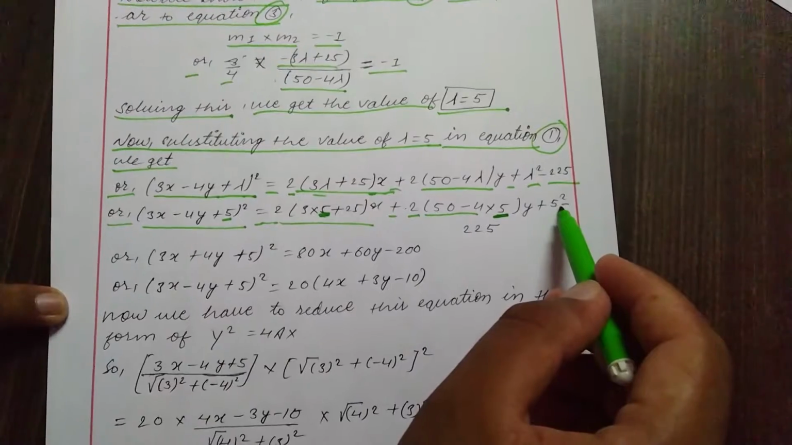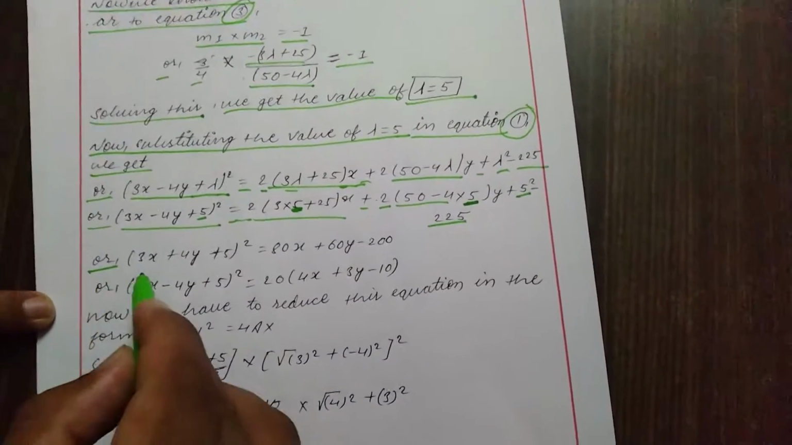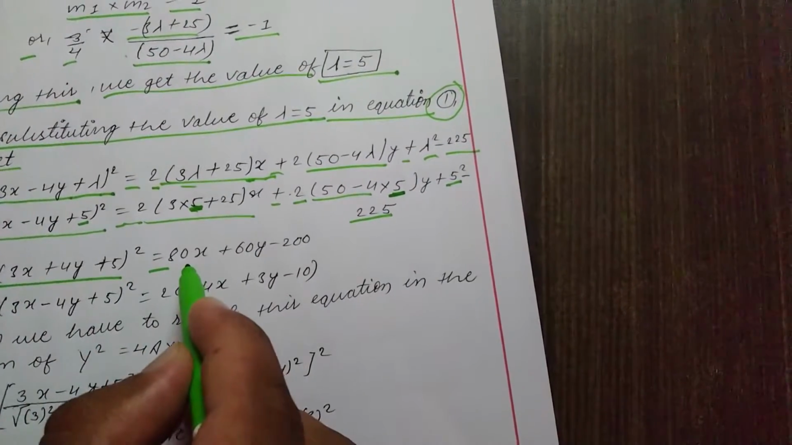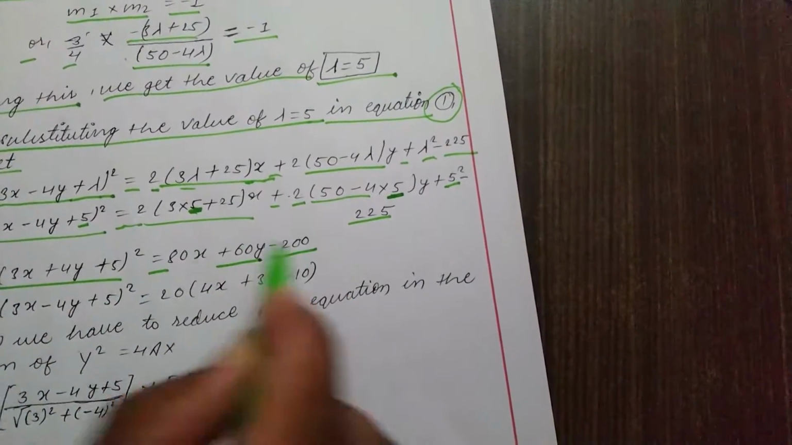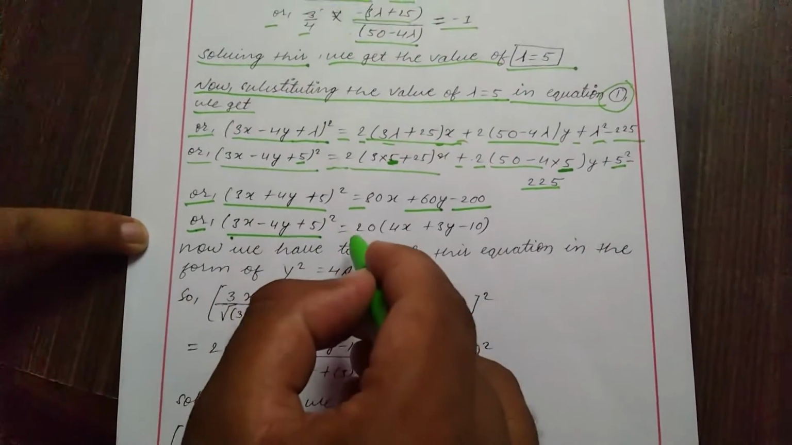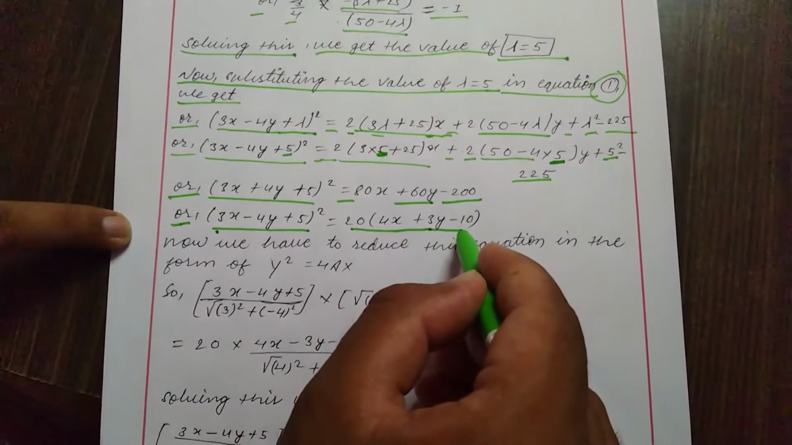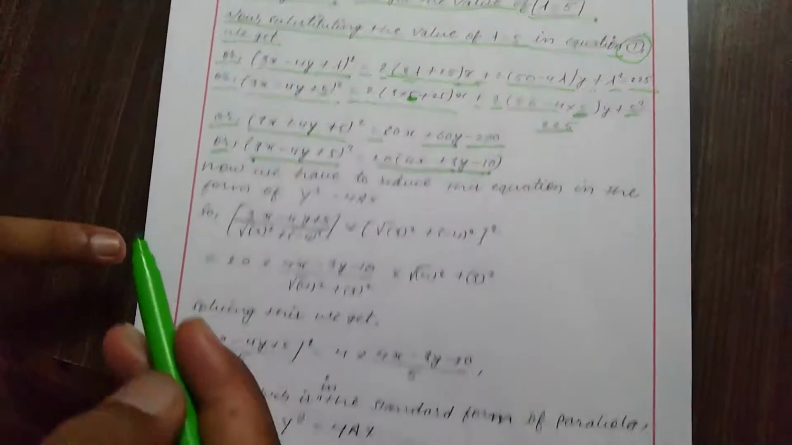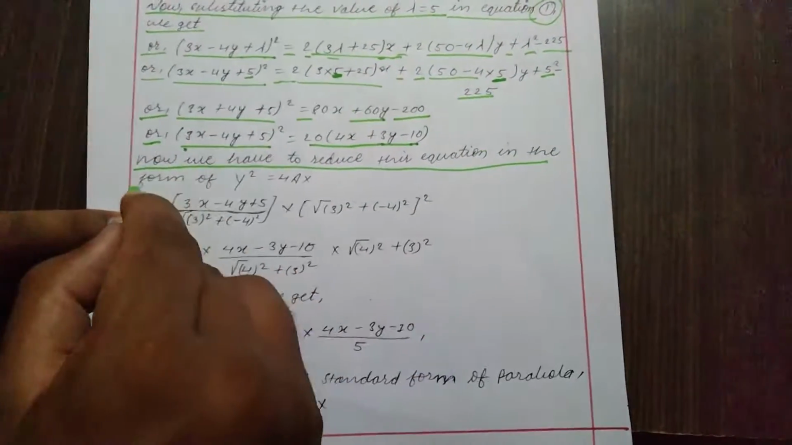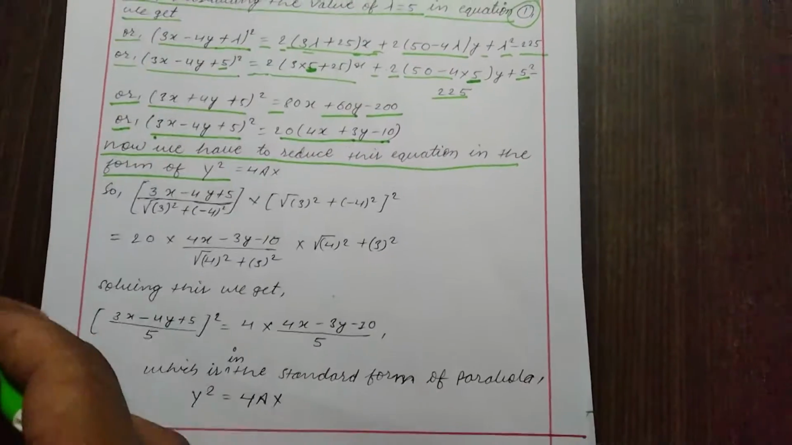Plus lambda square equals 5 square minus 225, or (3x minus 4y plus 5) whole square equals 80x plus 60y minus 200, or (3x minus 4y plus 5) whole square equals 20(4x plus 3y minus 10). This is in whole bracket. Now we have to reduce this equation in the form of y square equals 4ax.